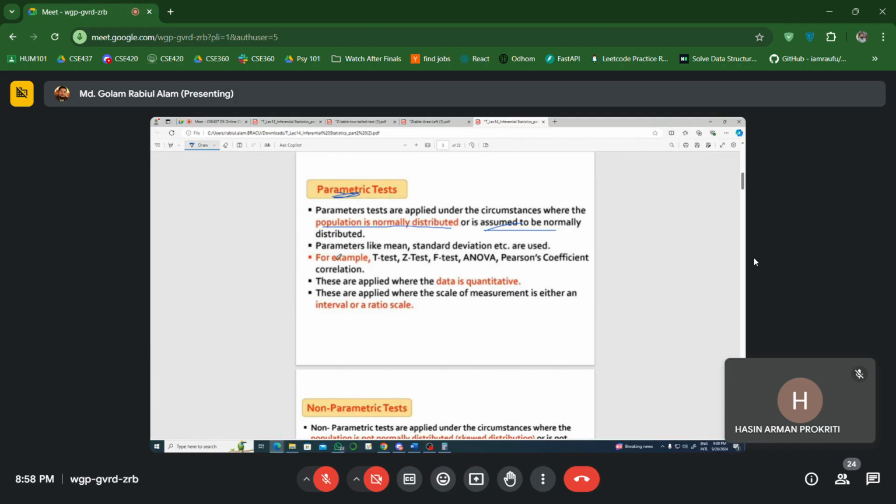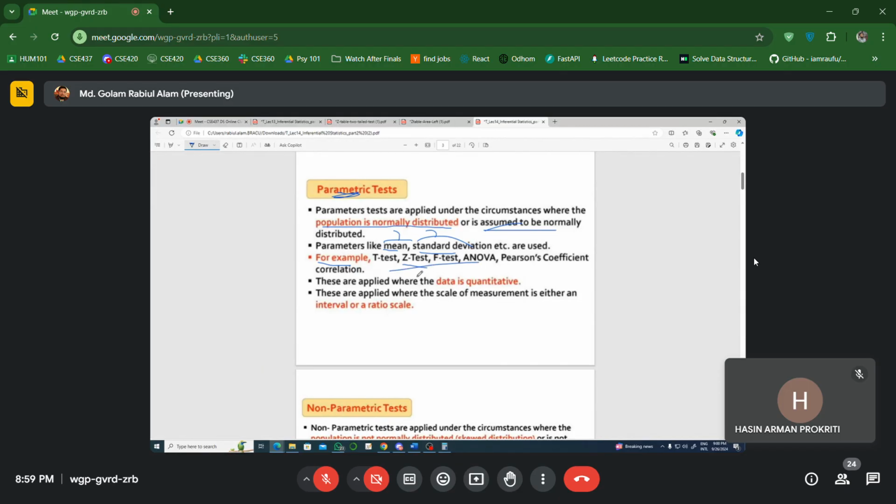The next thing is the meaning of parametric. It means that we use the mean and standard deviation in our parametric test. As I already mentioned, we have tested two parametric tests, the Z test and T test, using the mean and standard deviation. So those are the parameters we need for a parametric test.